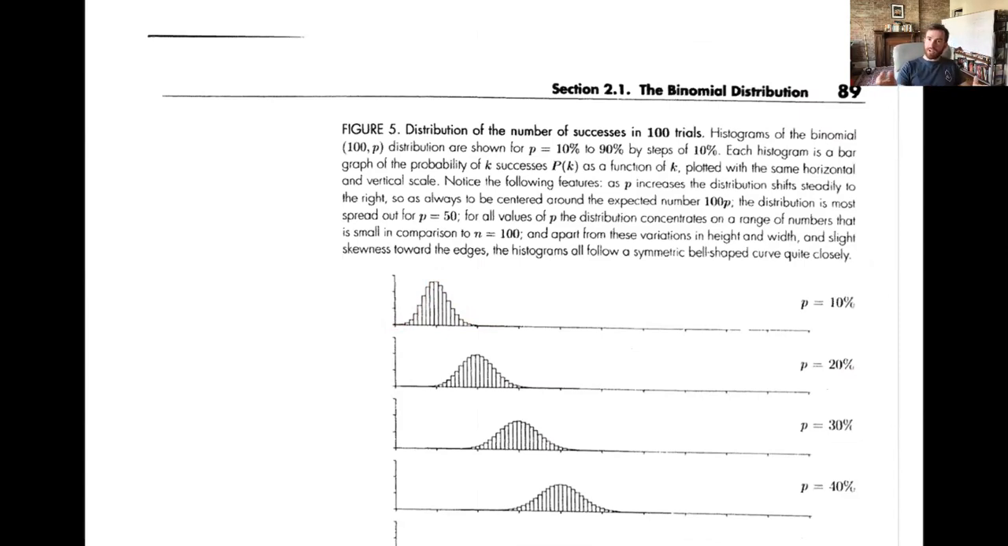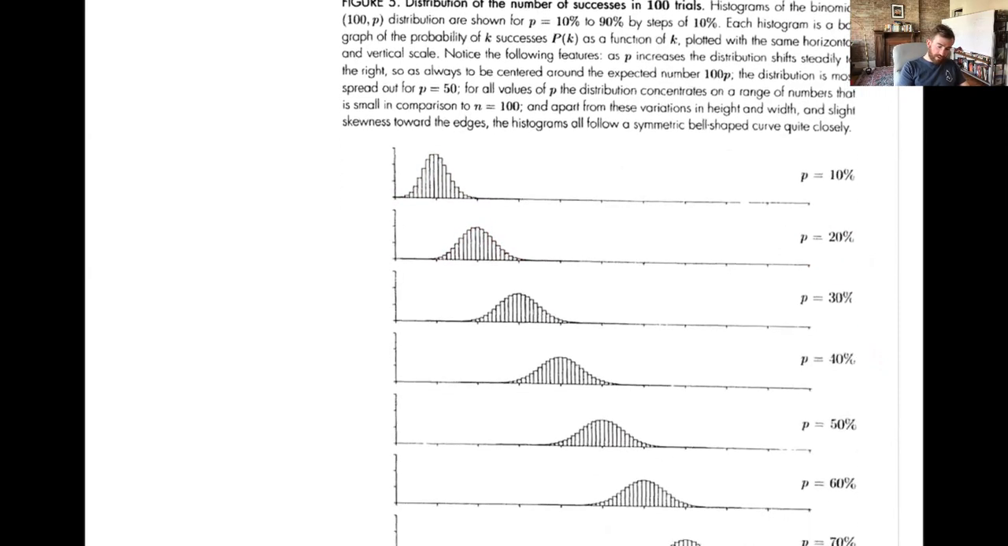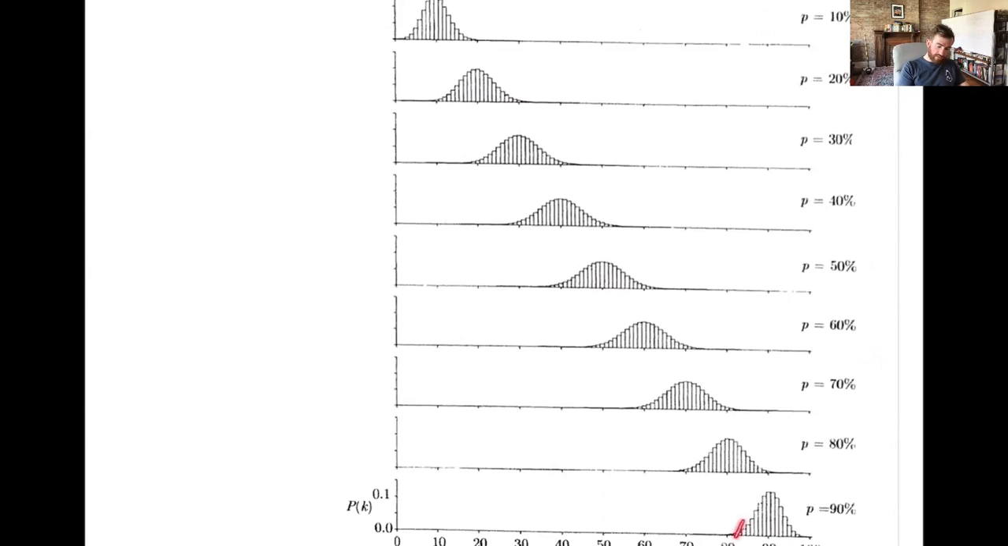And again, this is stable across parameter values for success. So when you have a 20% chance of heads, you still get this pattern, 30, 40, all the way up back over here. Notice again, you get these bell-shaped patterns again and again. Now, in all these cases, I'm looking at the binomial distribution for large n for varying p.